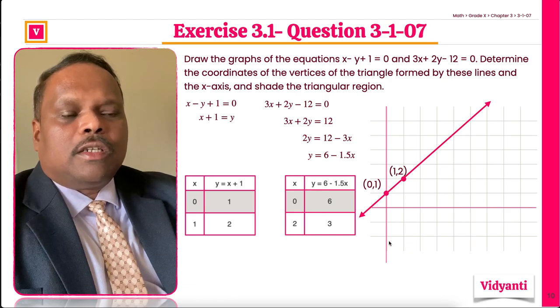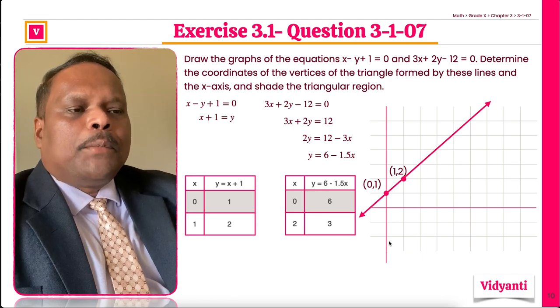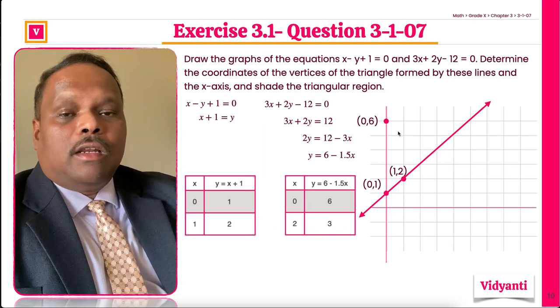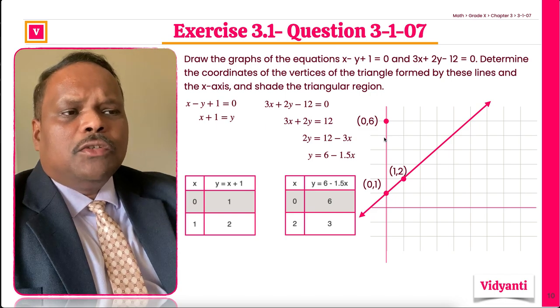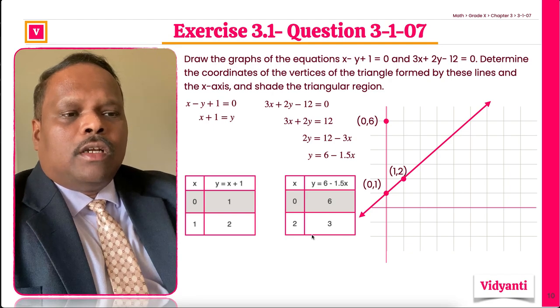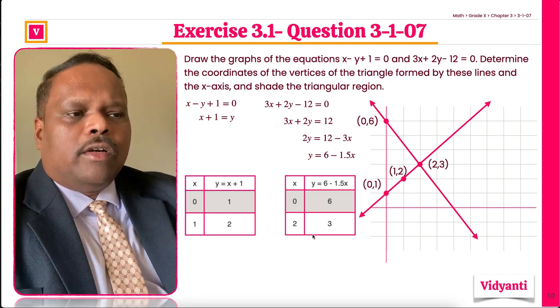Now I will draw a straight line passing through them. Now this is the plot of one of the straight lines. Now I will do the same thing. I will plot (0, 6), which is again along the y-axis, 6 units towards the positive y-axis, which is vertically upwards, and (2, 3) will be here. I will draw the second line.